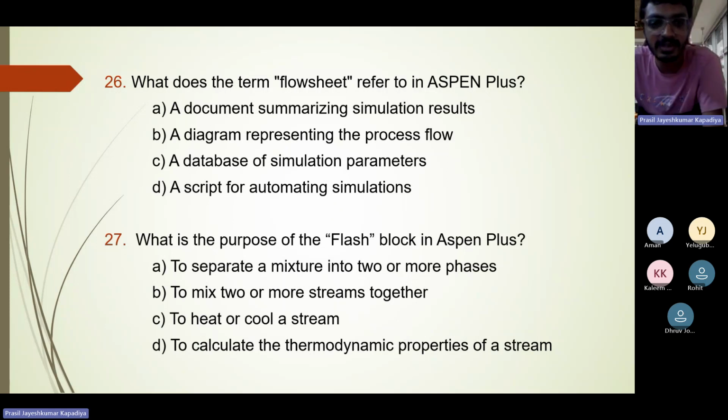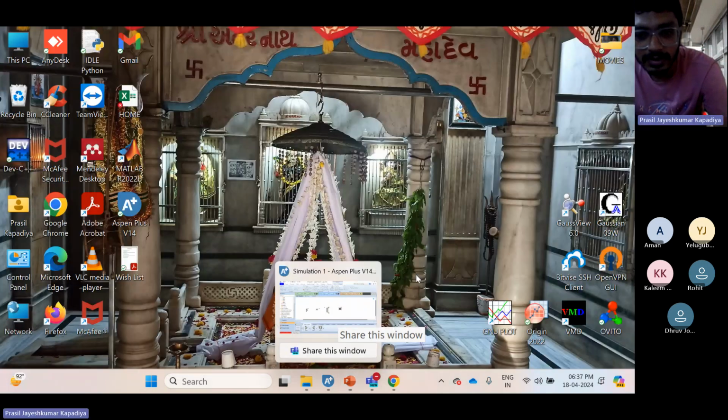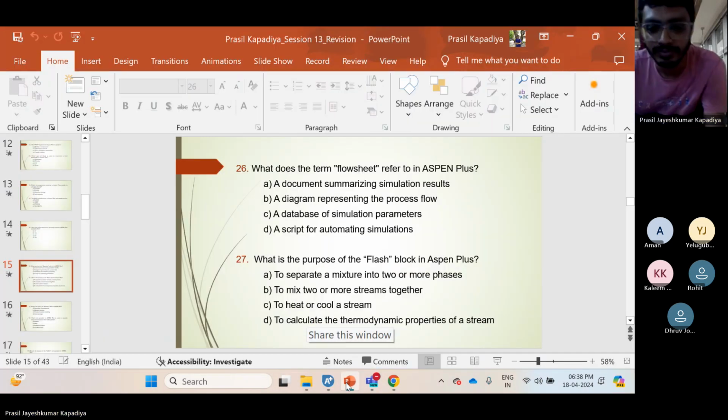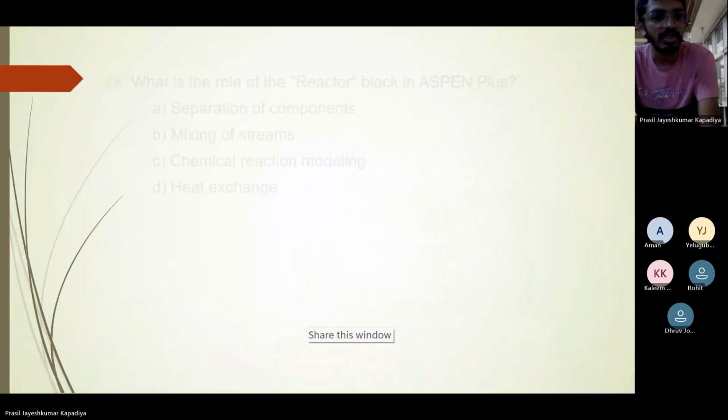Okay, so here the answer must be to separate a mixture into two or more phases, right? For that we use flash block, and here for flowsheet, if you want to see in Aspen, this is a flowsheet containing blocks, or we can say this is a kind of flow diagram. Okay, so we have completed till 27.